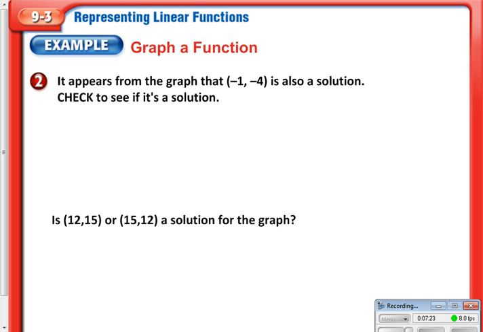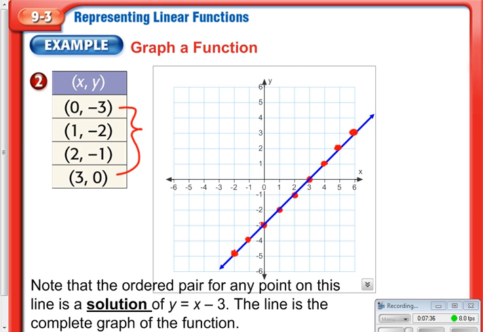The next part I want you to figure out says it appears from the graph that (-1, -4) is also a solution. Check to see if it's a solution, meaning is it a true statement. So if we look at our graph, -1, -4, over -1, down -4, looks to be the plot right there. We want to know, is it really a solution?